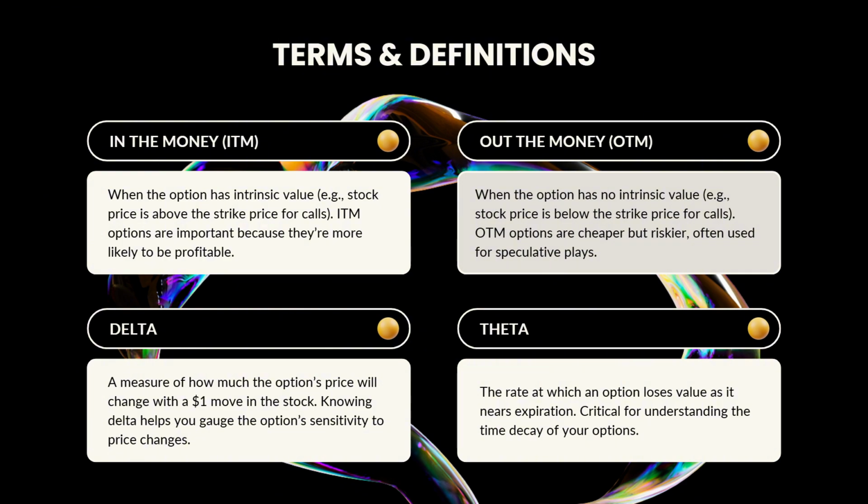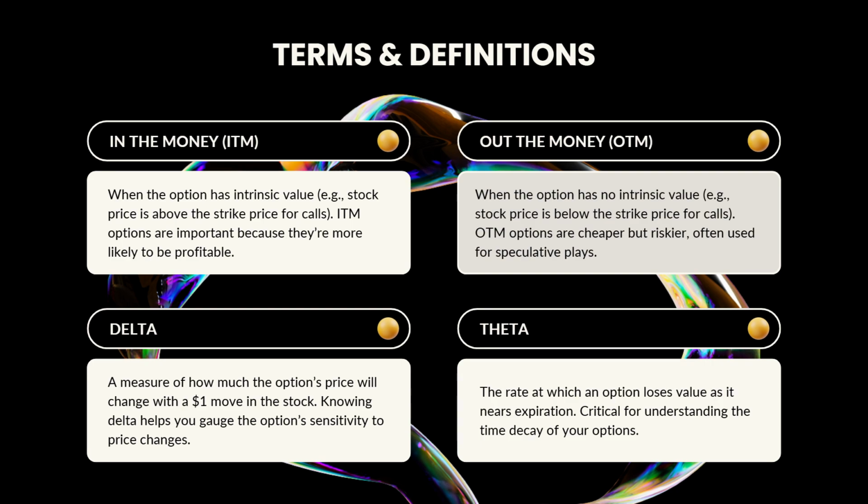So in the money is basically when the stock goes above your strike price and you are over the strike price, you are making money. And out the money is when the stock is below your strike price. Basically, you're losing money or the contracts tend to be cheaper.